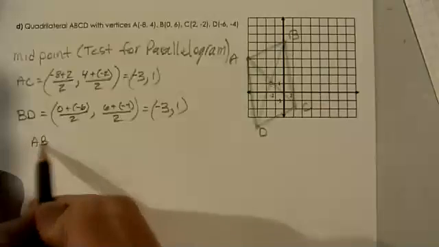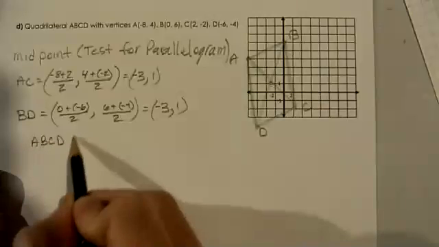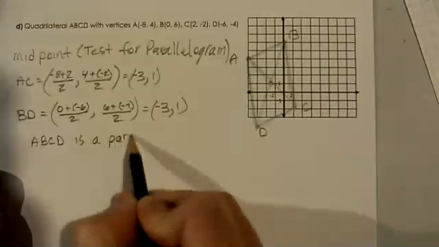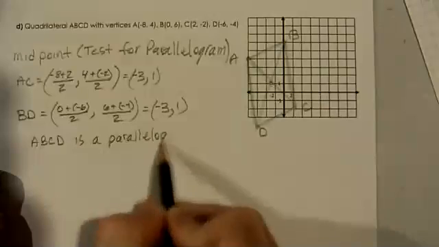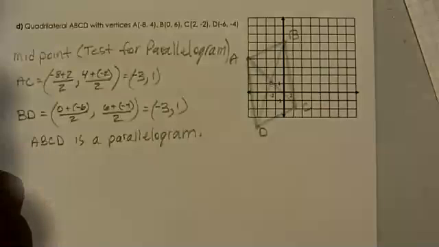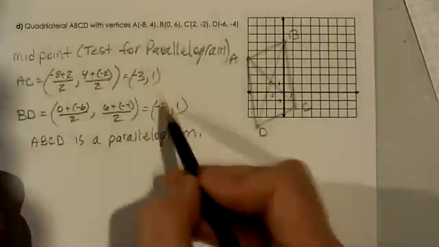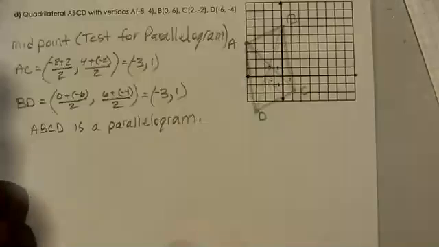So ABCD is a parallelogram, because the midpoints of each diagonal are exactly the same.